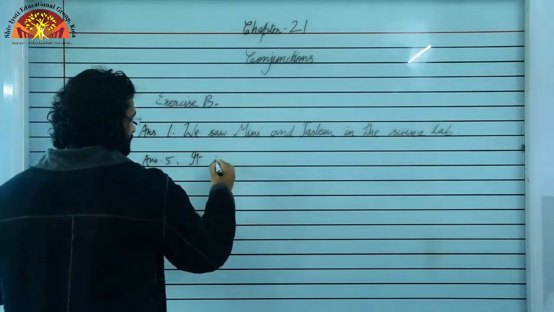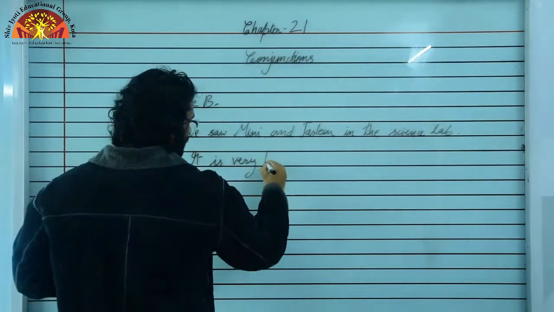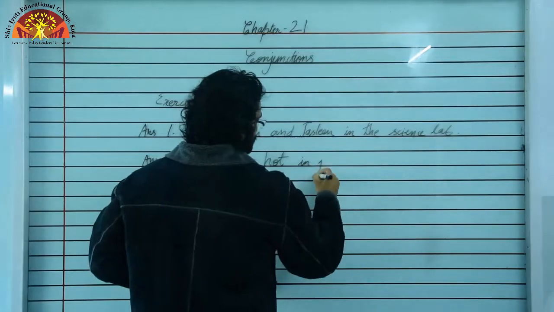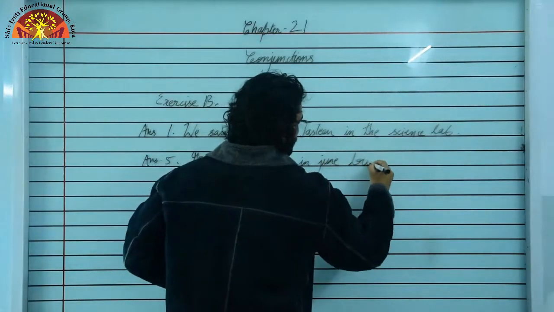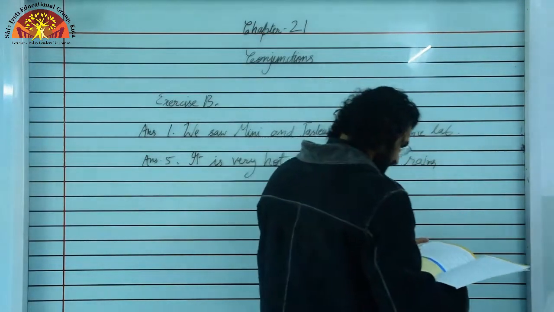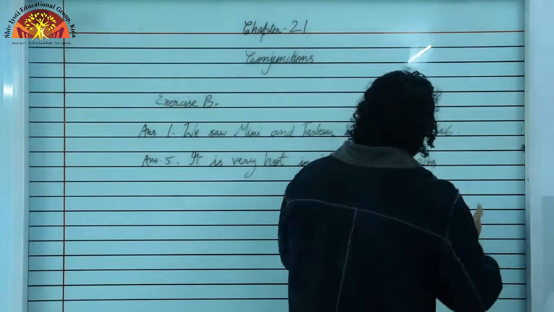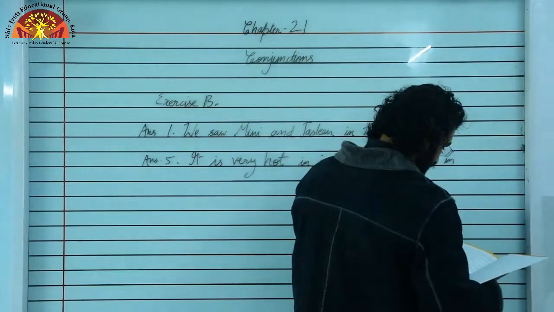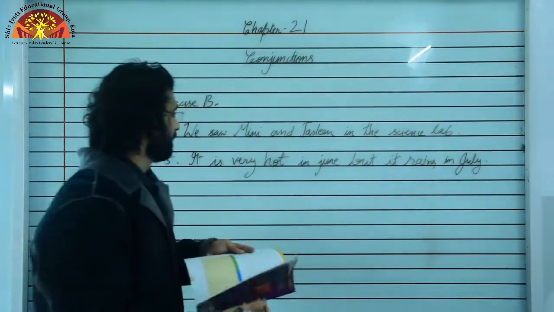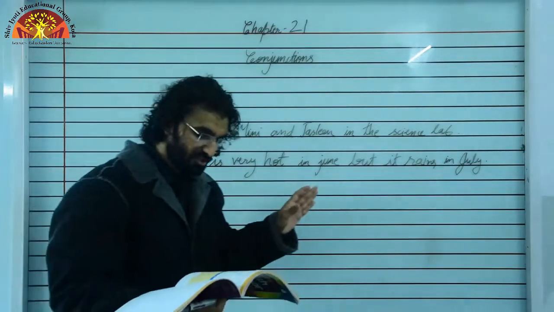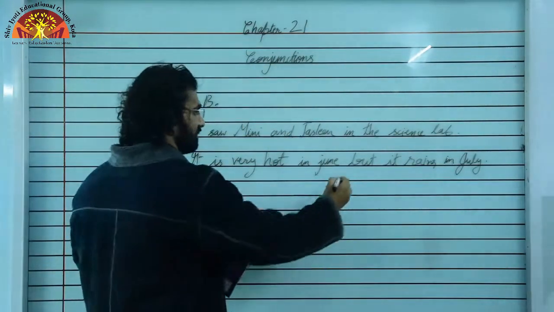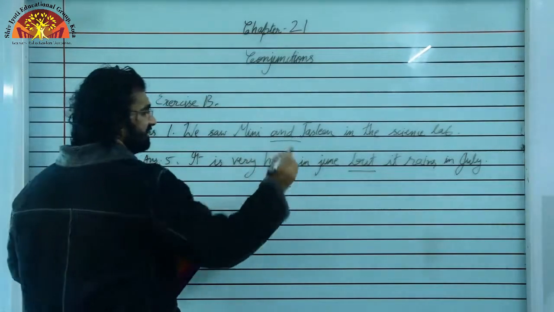It is very hot in June, but it rains in July. We have used but as we were asked to. Okay, so I hope you have understood. You can try the rest of them on your own. Okay, all right. But is the conjunction.